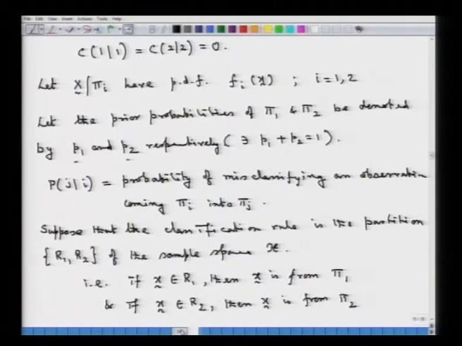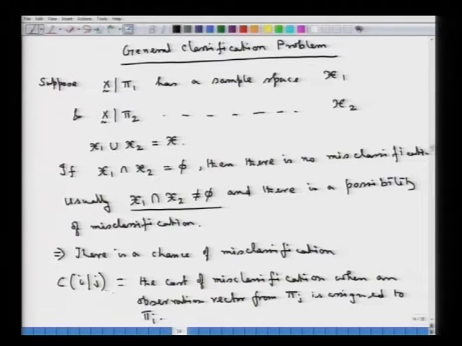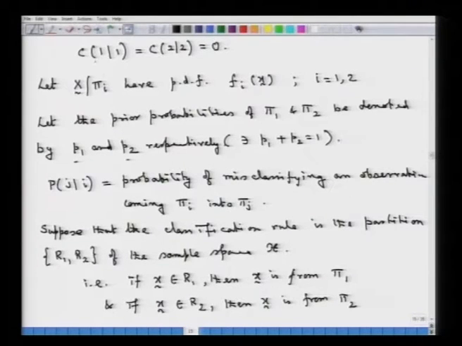So, what are the quantities that we have introduced? We have introduced this cost of misclassification, with the condition that C1 given 1 and C2 given 2 both of them are zeros. We have the probability density function under the respective populations pi i's to be given by fi x's. The prior probabilities are P1 and P2 for the two populations, and capital P j given I is the probability of misclassifying an observation coming from pi I into pi j. And along with that, we say that we have a classification rule R1 R2, which is the partition of the sample space script x, and that is what is going to decide the classification problem.